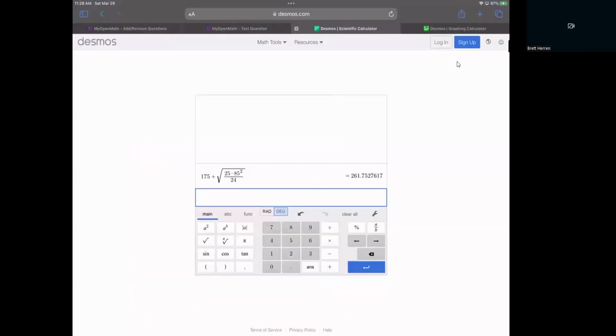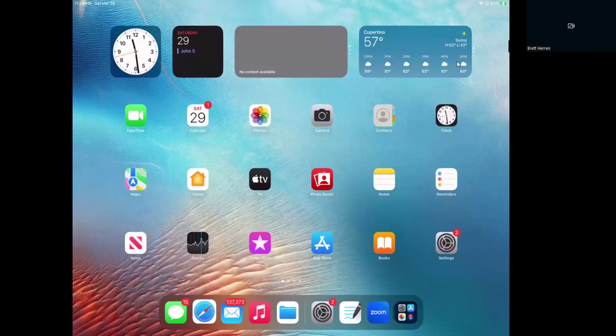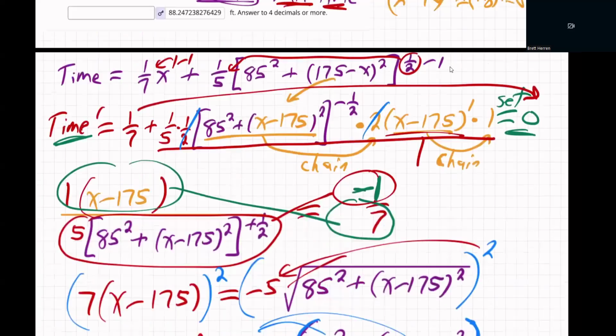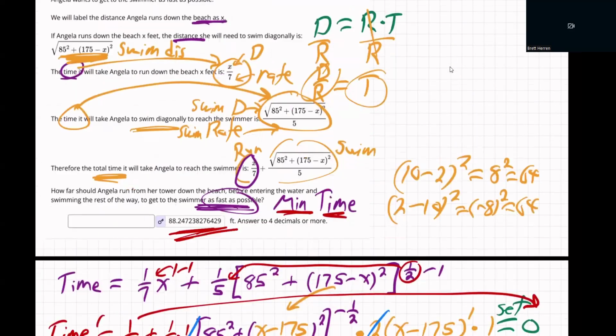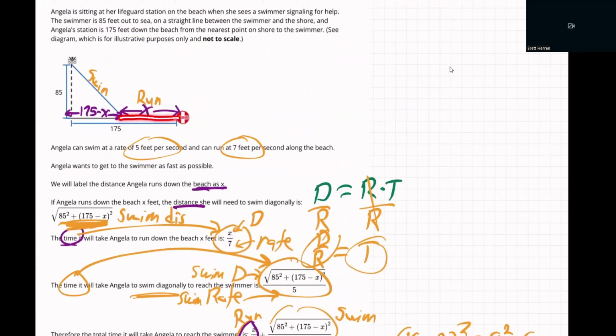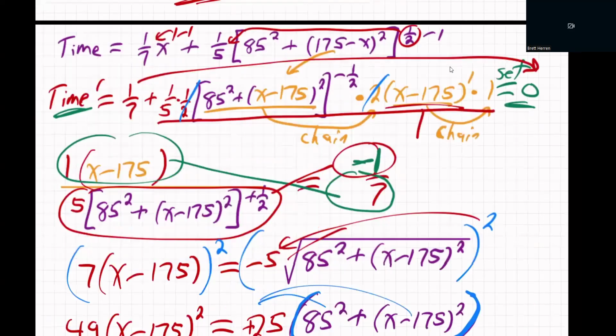Let's try the minus one. So it must be the minus. So just make the minus. And then we get 88.2472. Is that the real answer? Yes, it is. So in other words, she should run down the beach 88 feet, which is a little less than half, isn't it? Yeah, a little less than half, and then swim the rest of the way. That'll be the fastest way for her to get to that swimmer. There is the quickest way.